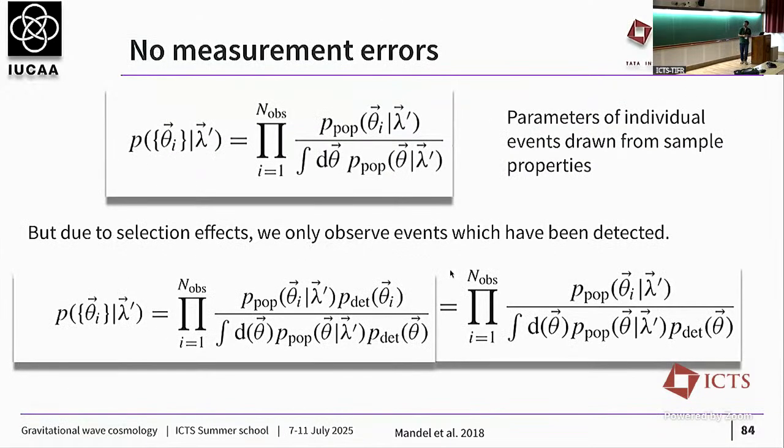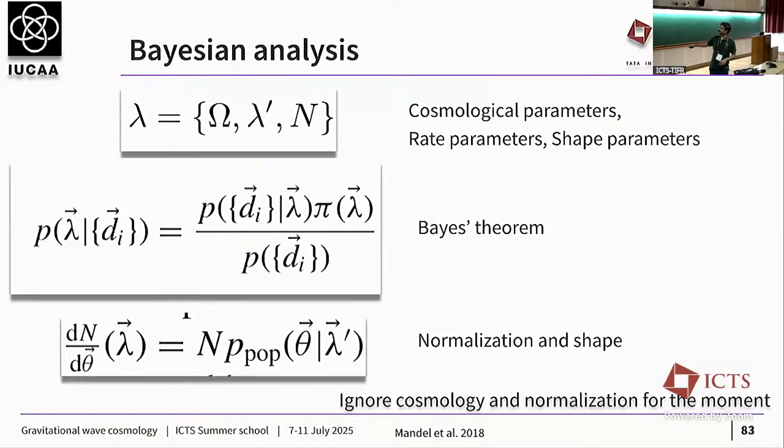So how did we write these things? Basically, we need to have P_pop of theta given lambda. How do you get to this? P of lambda given d_i is P of d_i given lambda. So we need to figure out what this likelihood is. How do you get the data given lambda?